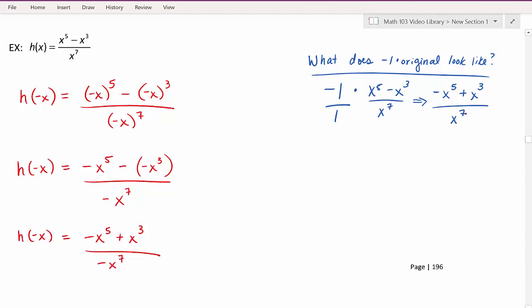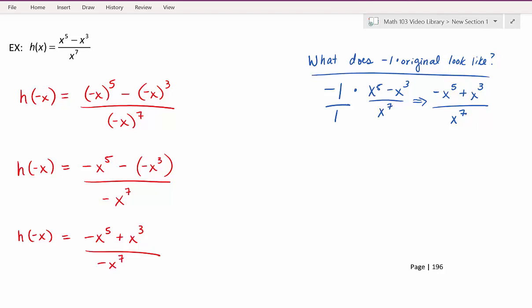Frequently, when students look at this example, they're like, oh yeah, that's negative 1 times the original, because they've seen that every single sign has changed. But that's not the case. With a fraction, every single sign doesn't change. Either the numerator changes sign or the denominator changes sign, but not both. So this is not negative 1 times the original.